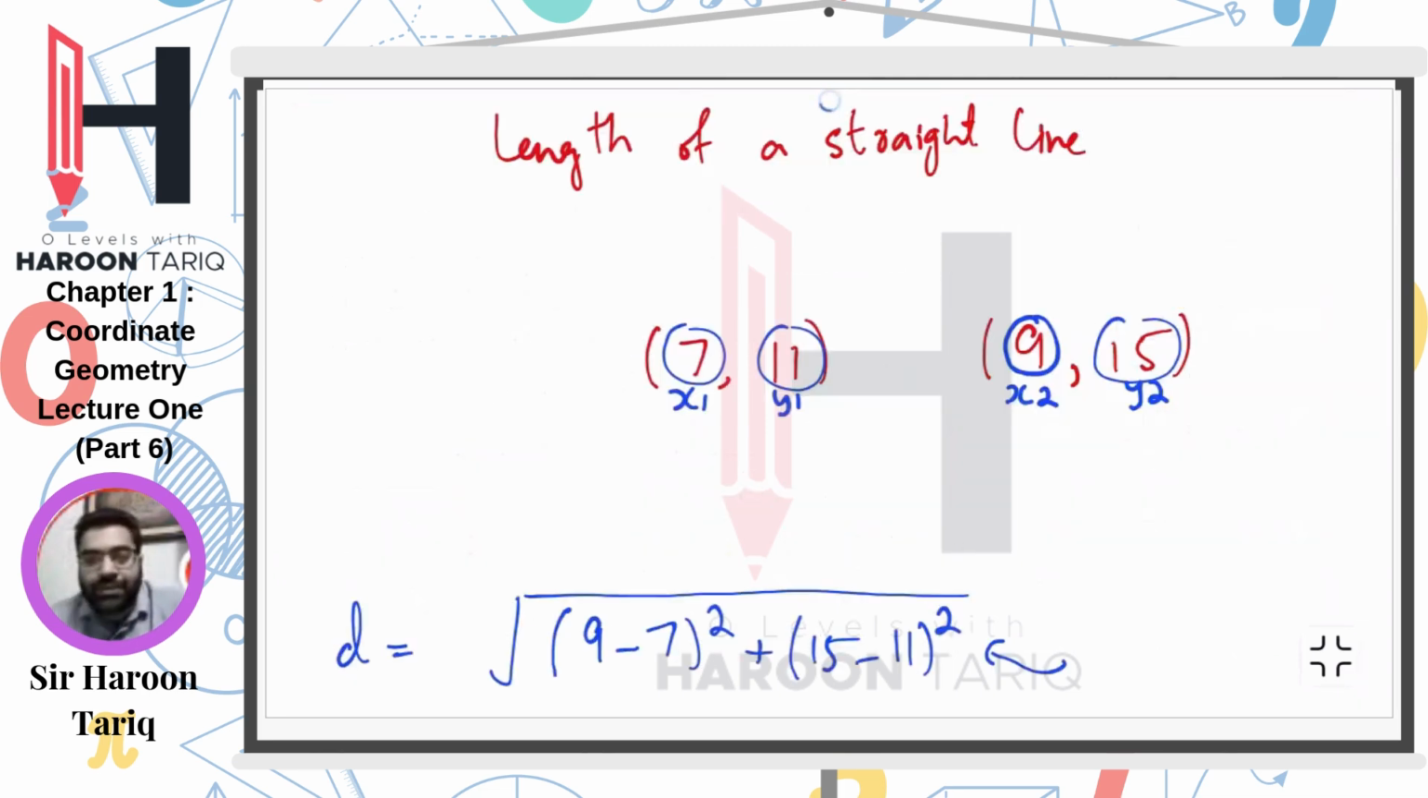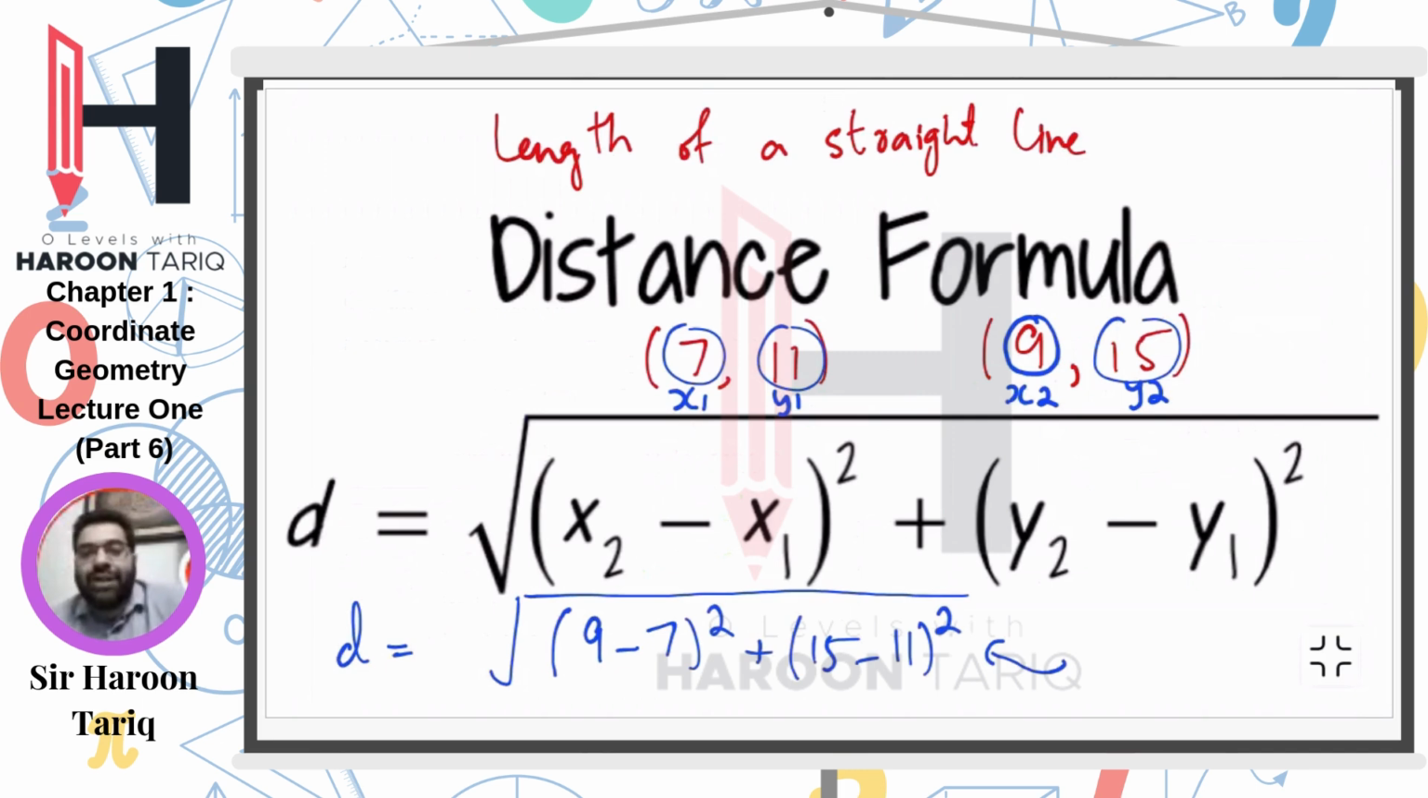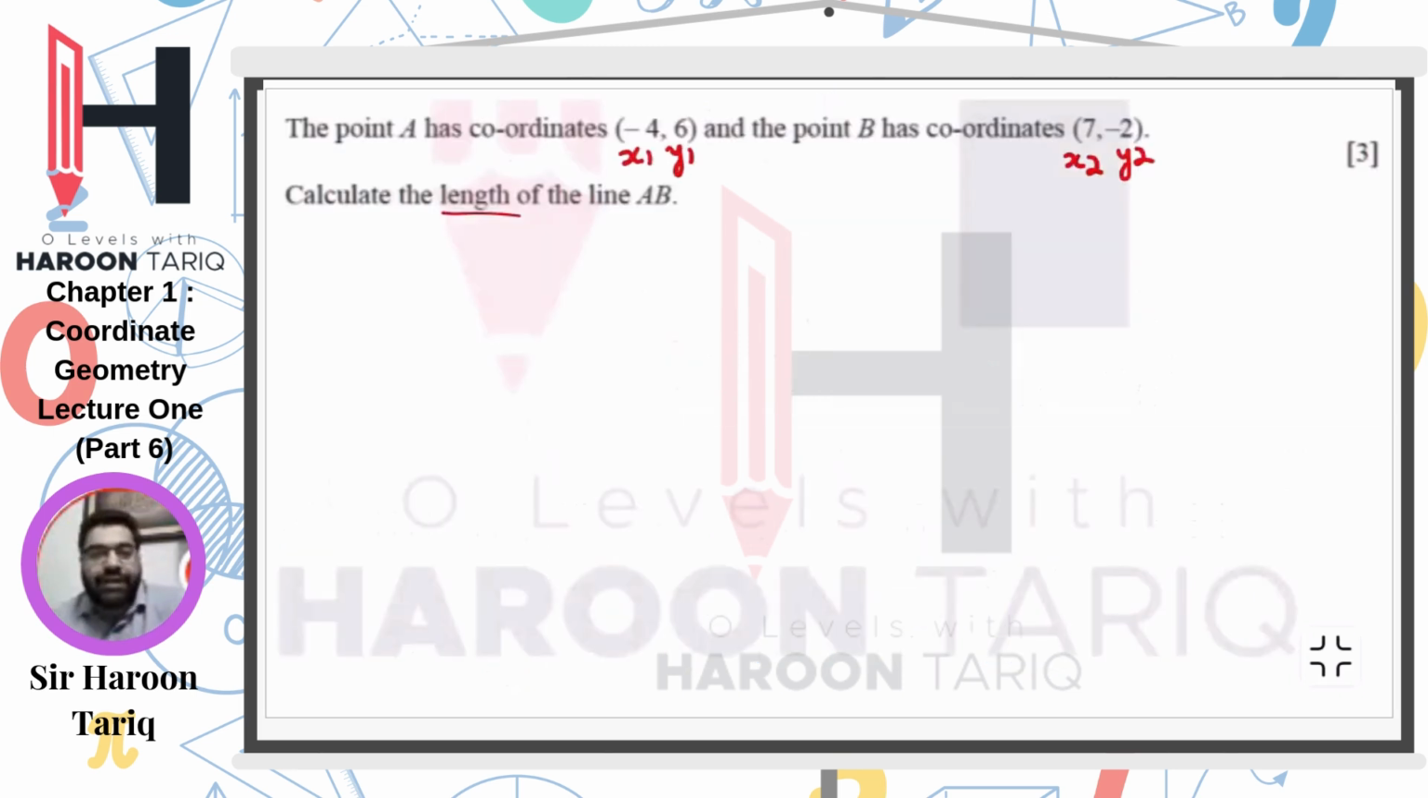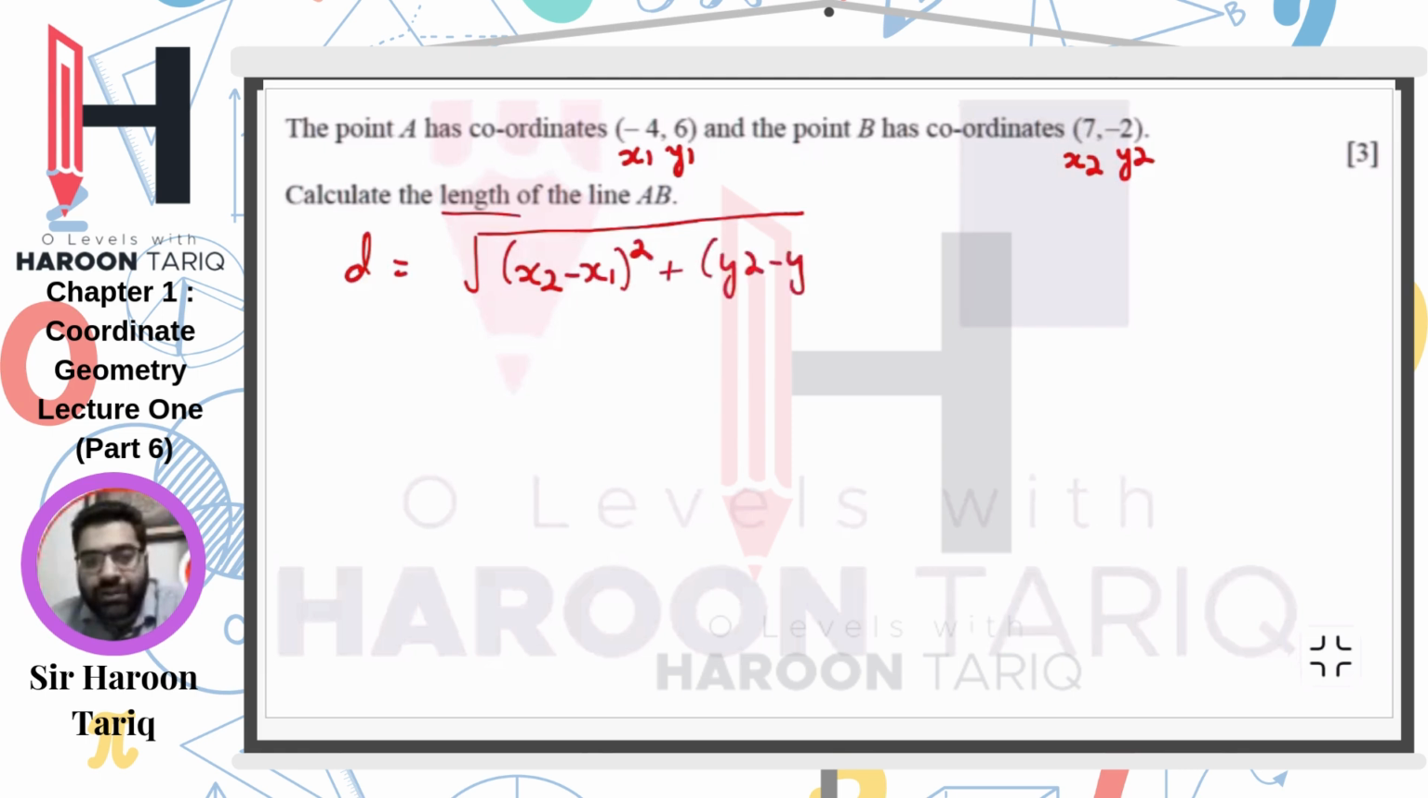Now, formula for distance. This is the formula for length or distance, right? Under root x2 minus x1 whole squared, y2 minus y1 whole squared. I'll write it here. D is the distance under root x2 minus x1 whole squared plus y2 minus y1 whole squared. I'll plug in the values. I'll get my answer.